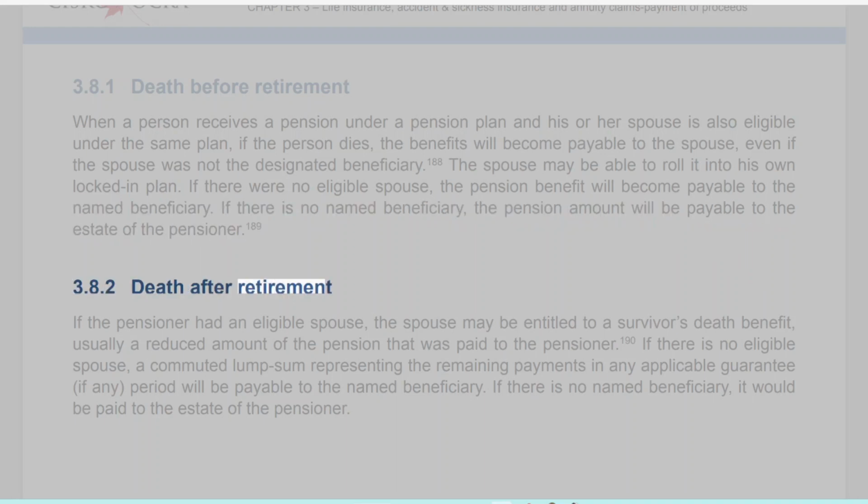3.8.2 Death after retirement. If the pensioner had an eligible spouse, the spouse may be entitled to a survivor's death benefit. Usually a reduced amount of the pension that was paid to the pensioner. If there is no eligible spouse, a commuted lump sum representing the remaining payments in any applicable guarantee period, if any, will be payable to the named beneficiary. If there is no named beneficiary, it would be paid to the estate of the pensioner.